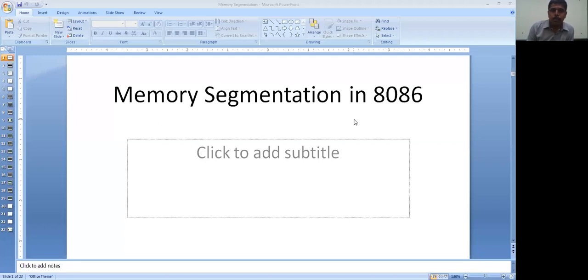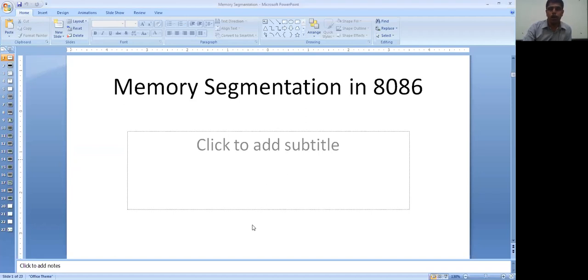We will discuss memory segmentation in 8086. So we know that in 8086 there are 4 segments. Do you remember the segments? Which 4 segments are there? Can you name? One is the code segment, one is the data segment, one is the stack segment, and one more is the extra segment. So what is this segmentation? Segmentation is nothing but dividing the memory into some blocks.